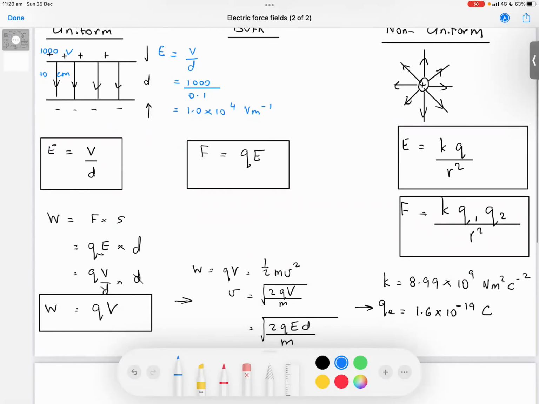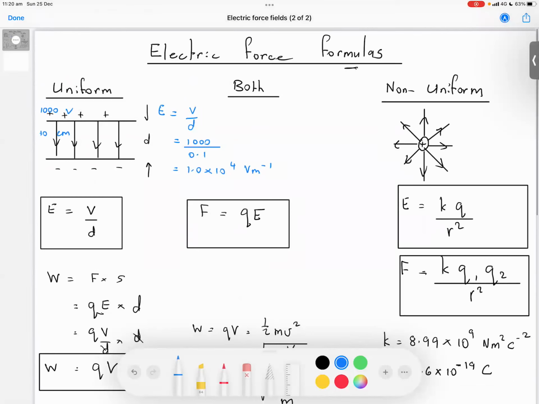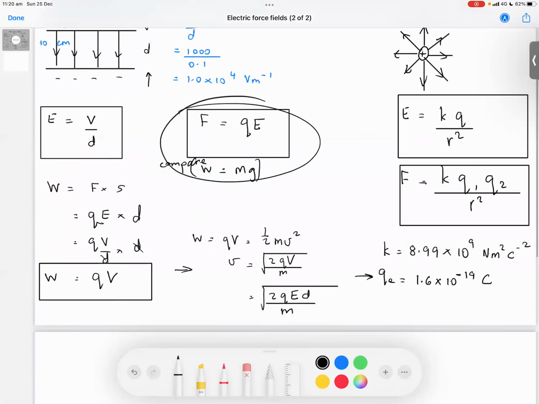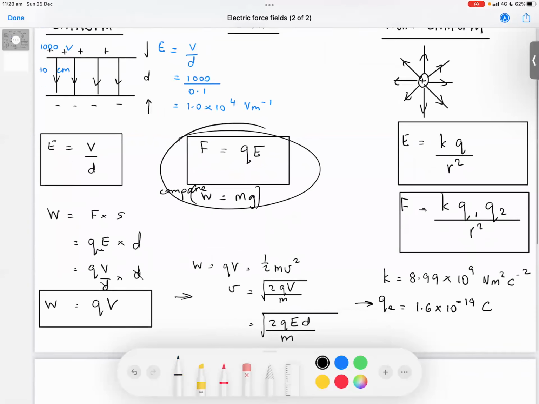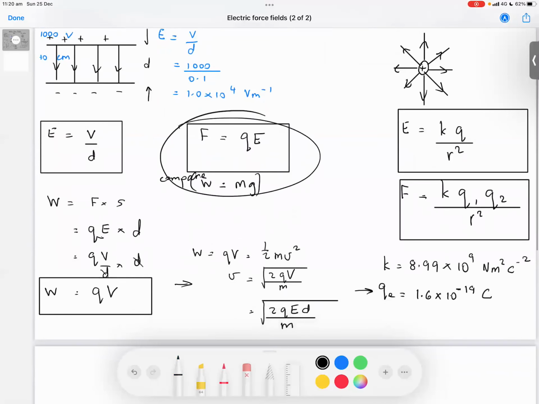Right, so in general, whether the force field is uniform or non-uniform, this central formula, F equals qE, is a bit like with gravity, W equals mg. It's a bit like that. I'm just writing, compare that to W, or the force due to gravity, let's say, is equal to mg. So that's 3 formulas now, or 4 I should say, including the E equals V over d.